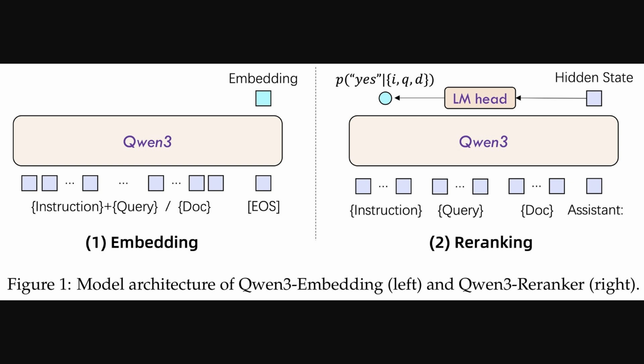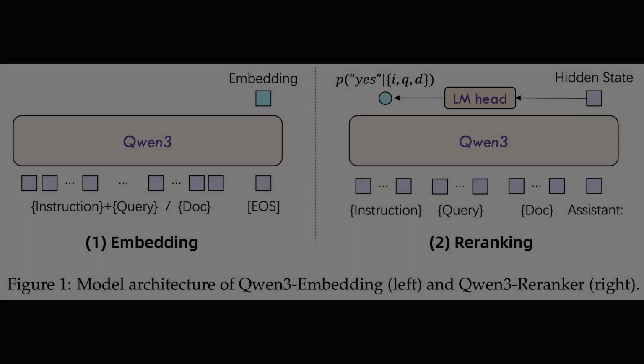For embedding, shown on the left, an instruction and query, or a document, is fed into the Qwen3 model. The actual embedding is then taken from the hidden state of the end-of-sequence token. For re-ranking, on the right, an instruction, query, and document are processed by Qwen3, and then an LM head, that's a language model head, determines the probability of a yes answer, essentially classifying relevance.